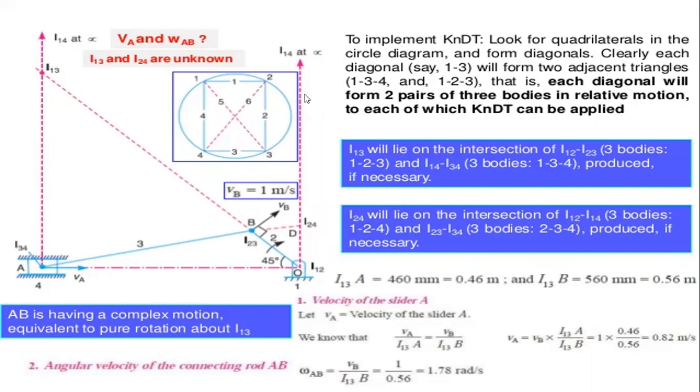It also has three bodies, that is 1, 2 and 4. So 1, 2, 4 is the intersection of bodies, and I23 and I34 are the intersection points for bodies 2, 3, 4, produced if necessary. For the intersection of 1, 3, the value comes from the three bodies 1, 2 and 3, with I12 and I23, and the instantaneous centers for the three bodies 1, 3 and 4, produced if necessary. So these are the two points to be defined.